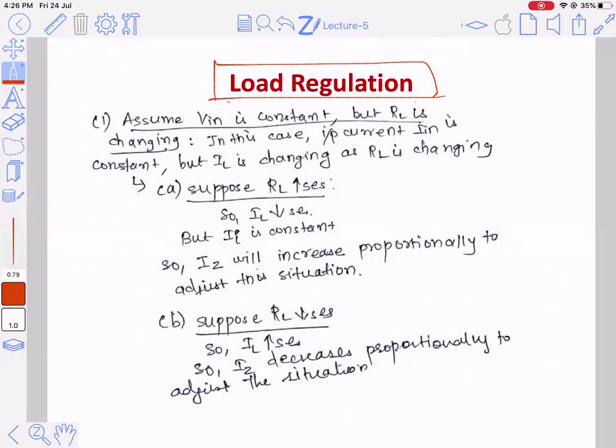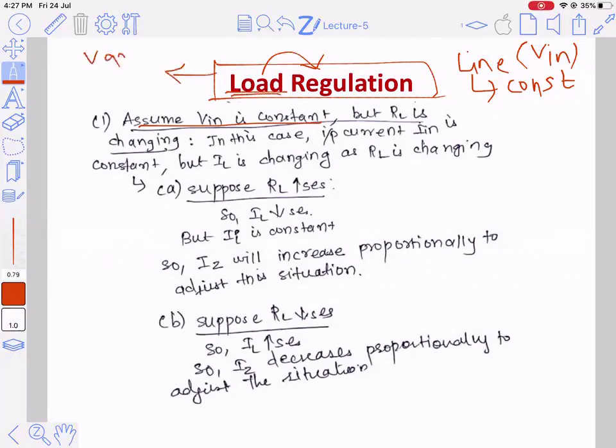So what happens in case of load regulation? In load regulation, I want to regulate the load. So what is remaining constant? Line is constant, meaning Vin is constant. That's the line input voltage. So assuming Vin is constant, I want to regulate the load. That means the load is varying.